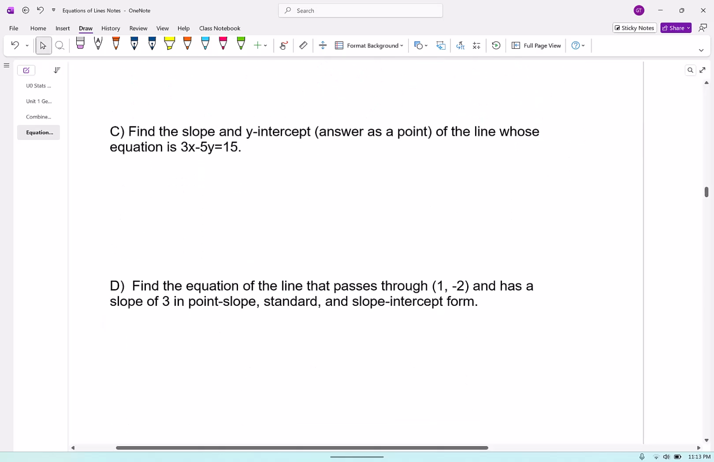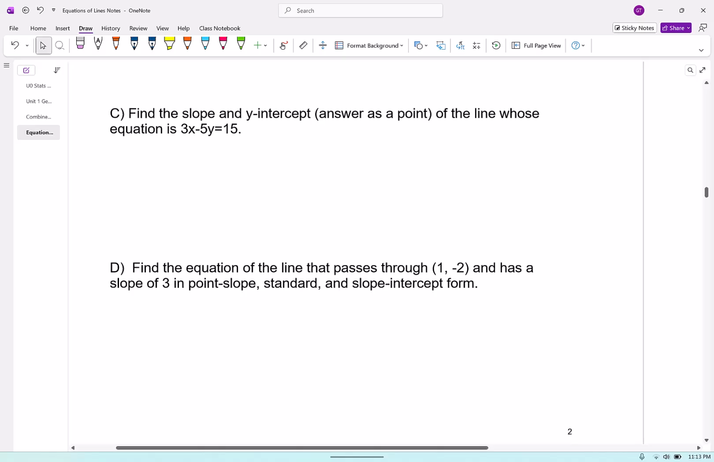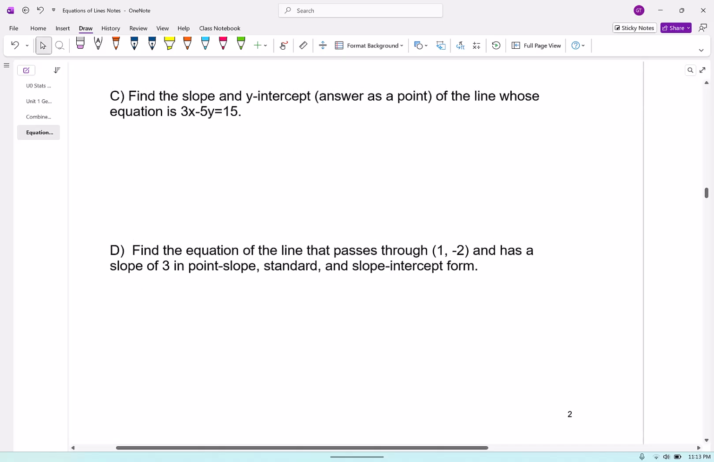Okay, so find the slope and y-intercept. Answer as a point. That means putting the y-intercept into its actual coordinate with an x and y coordinate, of a line whose equation is 3x minus 5y equals 15. Reminder, what form is that in? Hopefully you realize that is the standard form. So I'm going to take standard form and rearrange it into slope intercept form. That'll give me what I'm looking for.